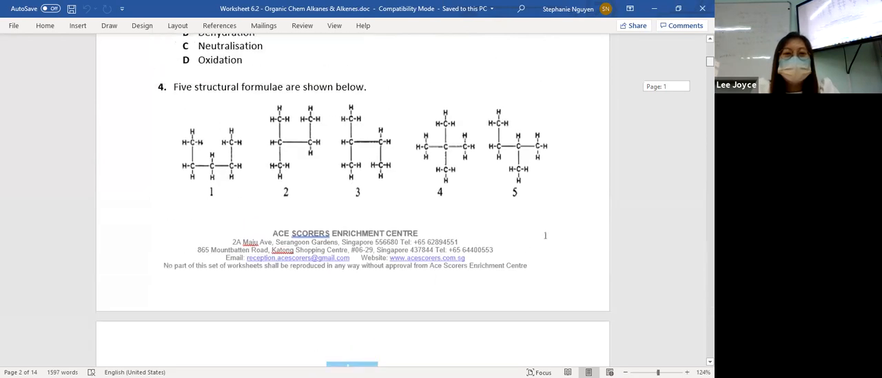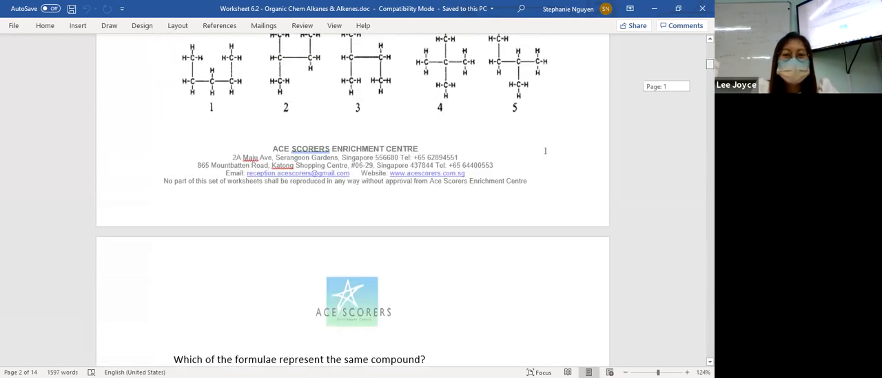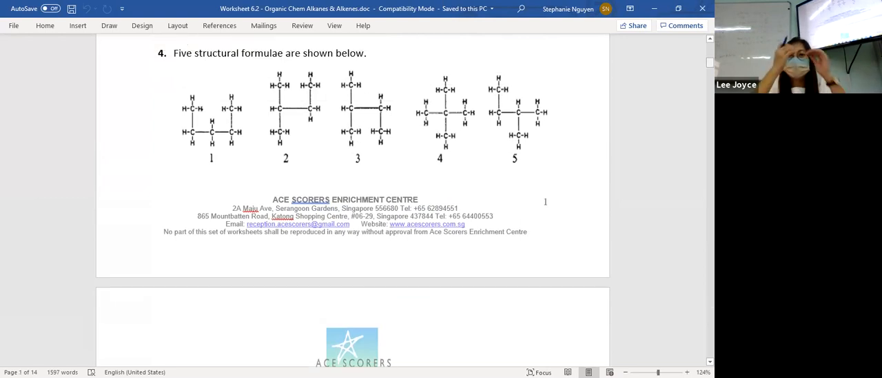You look at question 4. Question 4, there are 5 structures, and they want you to identify which compounds or which molecules are the same. Now, when you say that the molecules are the same, are they isomers or are they not isomers? Isomers, right? They are the same means that they are not isomers. Isomers means that they must have different structural arrangements. Right, Iman? So which are the same structure?